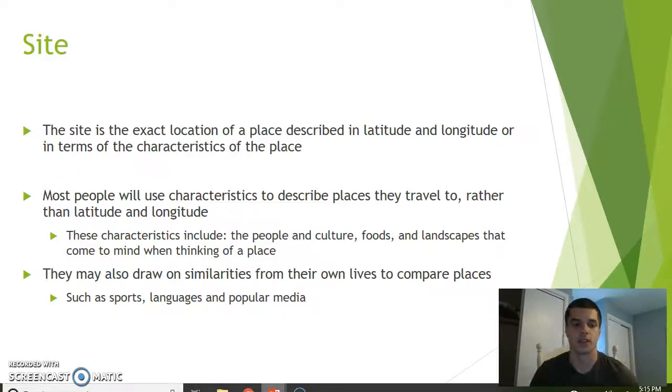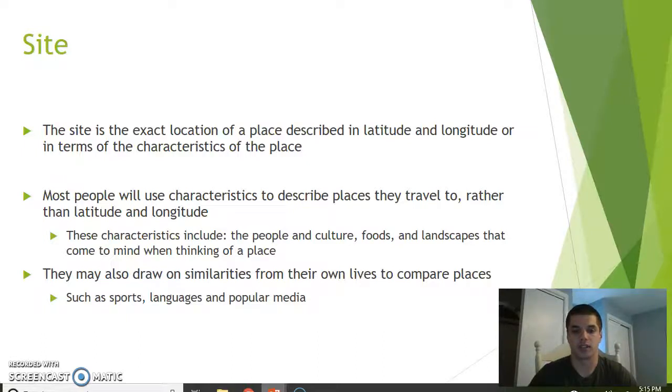So the first of the three things is site. Site is the exact location of a place, described in latitude or longitude, or sometimes in characteristics of the place. Most people use characteristics to describe places they travel to rather than latitude and longitude, just because it's easier to describe something by using culture, foods, people, landscapes, rather than specific coordinates that not everybody would understand.